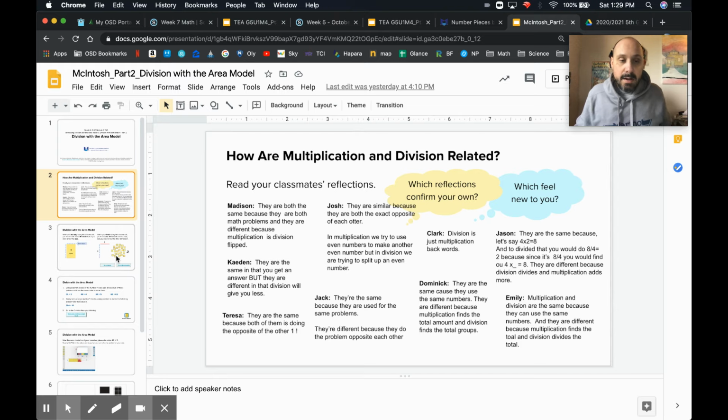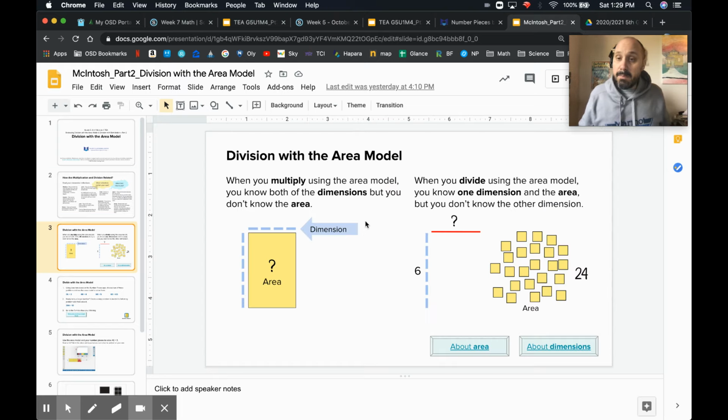All right. So the division with the area model. Here's the difference between multiplication and division using the area model. When you multiply using the area model, you know both of the dimensions here. So you know the length and you know the width. That's how we find the area. And then you find the area after multiplying the length and the width. So let's say the length is 6, the width is 4. You know that 6 times 4 will give you the area of 24.